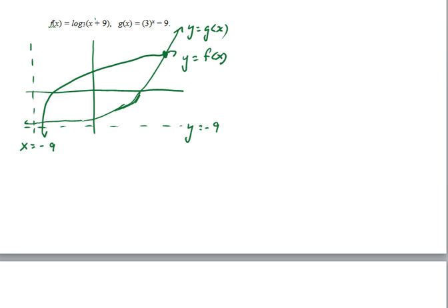So we go to the graphing calculator, but first of all, let's note that what we're going to enter for f of x based on the change of base formula will be the log of the quantity x plus 9 divided by the log of 3. Common log in both cases, could use natural log.